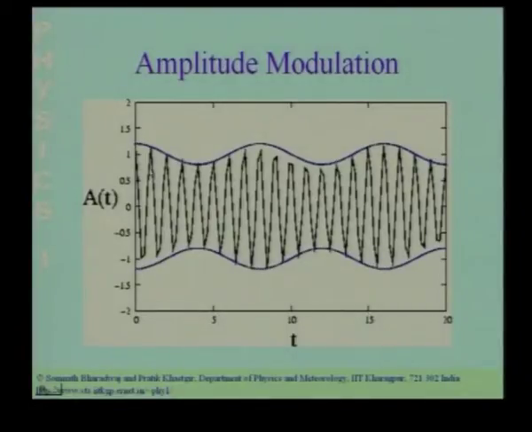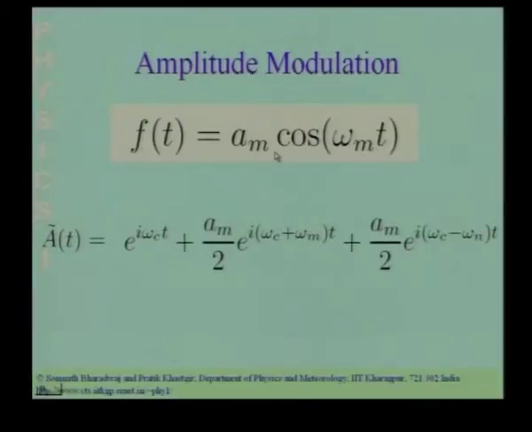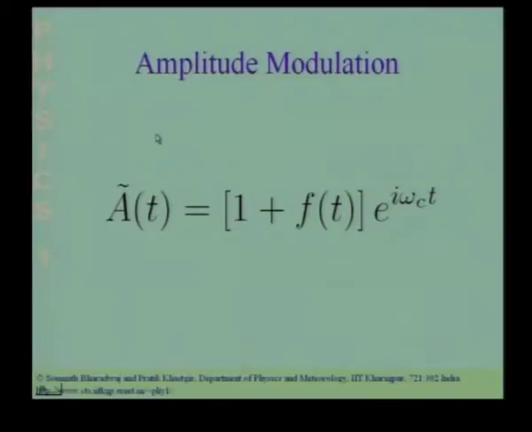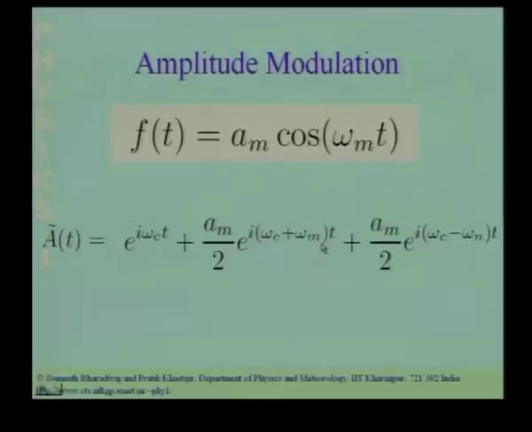It is the modulations in the amplitude that carry the signal that you wish to transmit. Now, let us consider an example of amplitude modulation. We will consider a specific situation where the signal that we wish to transmit is a pure cosine, a sinusoidal wave of a single frequency called omega m, the modulation frequency, and it has an amplitude A m.